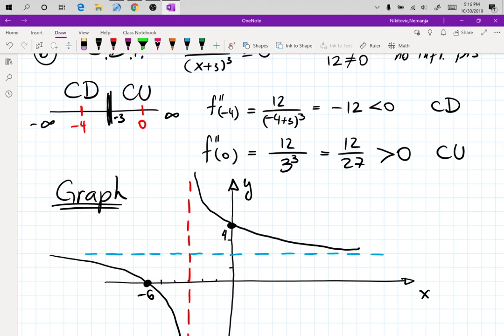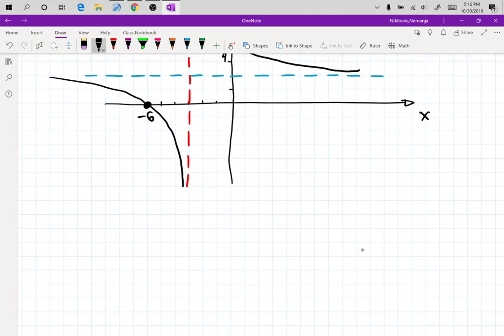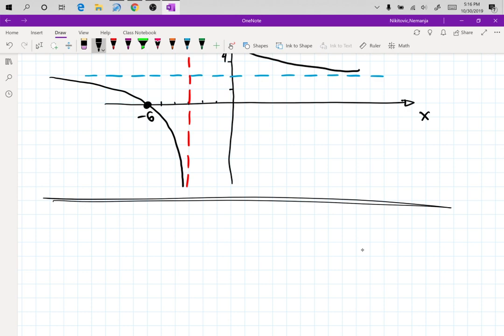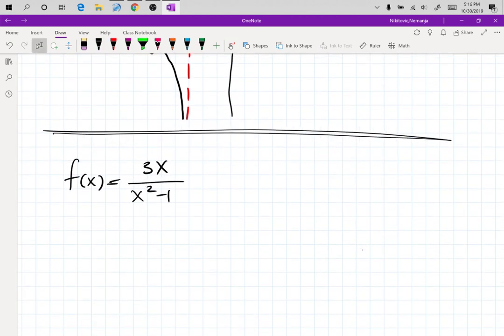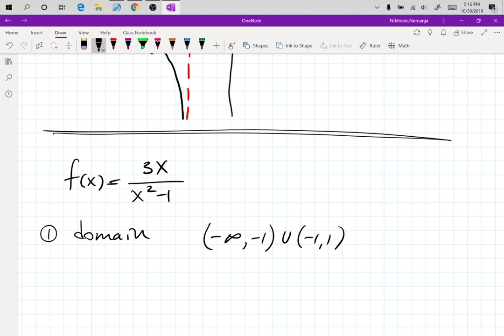Let's take a look at another one of these that we can grind through quickly. 3x over x squared minus 1. And then the next class we are going to take a look at something with ln, something with trig or whatever. All right, so again, we start with the domain. And domain is from negative infinity to negative 1, union negative 1 to 1, union 1 to infinity.